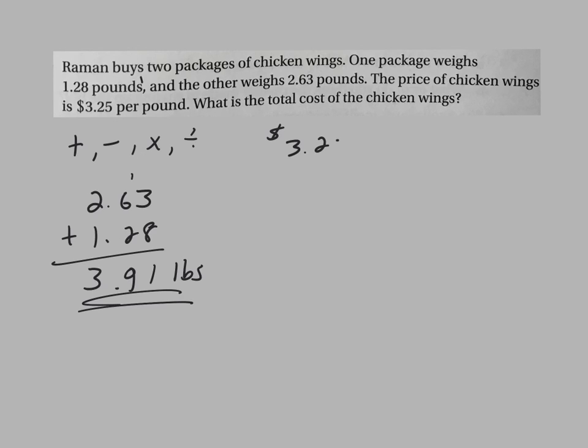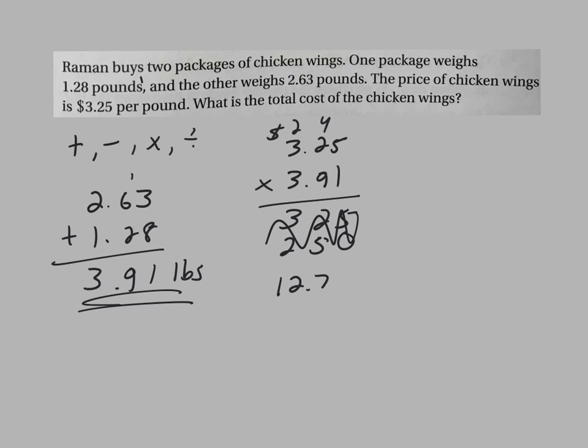So we get 3.91 pounds, and it's $3.25 a pound. So if it's $3.25 per pound, and we've got 3.91 pounds, we need to multiply, and I'm going to do that fast. 3.25 times 3.91. 9 times 5 is 45. Oh, because the kids are coming, I'm just going to write down the answer. $12.71 is going to be our total.